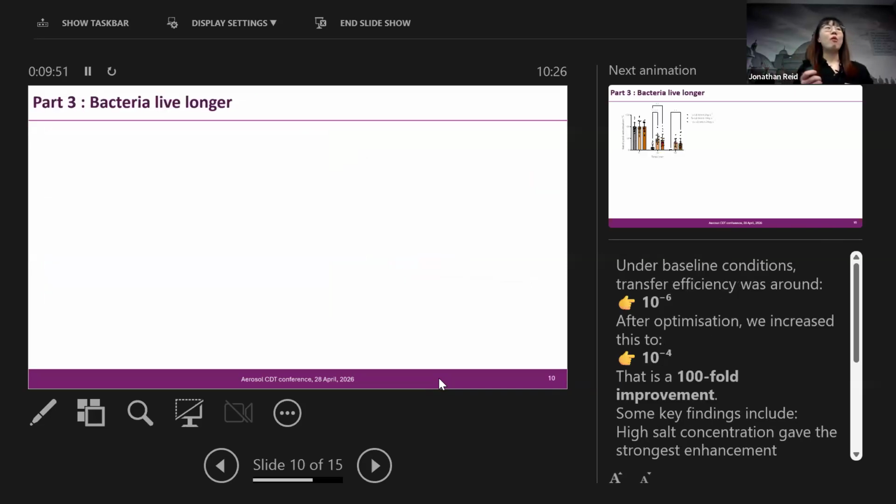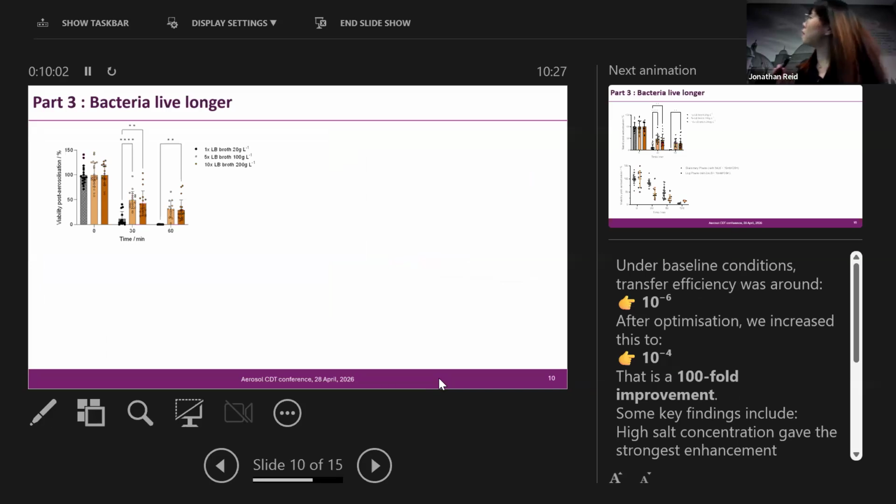Okay, cool. We have solved the system problem. This is a good thing, and keep going. In the aerosol phase, we want the bacteria to live longer. So here, you can see this black column is the normal condition. After 1 hour, almost 99% of bacteria will die. But if we treat them, you can see this orange column in here.